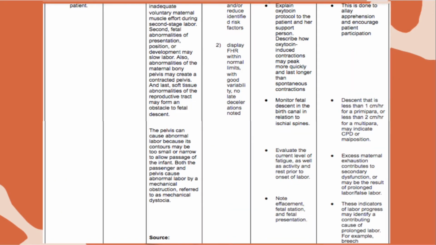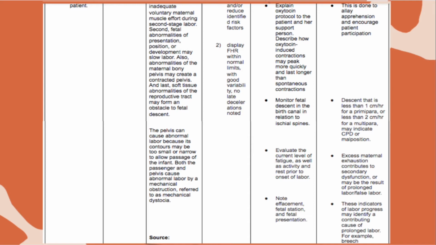Next, explain oxytocin protocol to the patient and her support person. Describe how oxytocin-induced contractions may peak more quickly and last longer than spontaneous contractions. This is done to allay apprehension and encourage patient participation. Next, monitor fetal descent in the birth canal in relation to ischial spines. Descent that is less than 1 cm per hour for a primipara or less than 2 cm per hour for a multipara may indicate CPD or malposition.